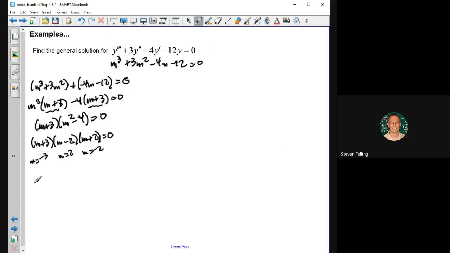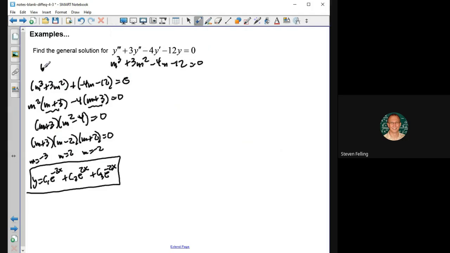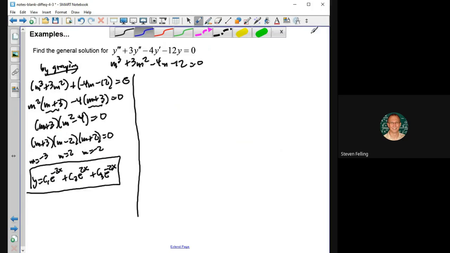So that means my solution is going to be y is some constant times e to the negative 3x plus a different constant times e to the 2x plus a third constant times e to the negative 2x. This is the solution. So that one we were lucky. We were able to do it by factoring by grouping. That doesn't always work though. So sometimes you do this factoring and then these two things are not the same, which means you can't keep going. So here's another method we could use. We can use synthetic division. But to do synthetic division, we have to guess one root first, okay? Or make a guess at what might be a root.